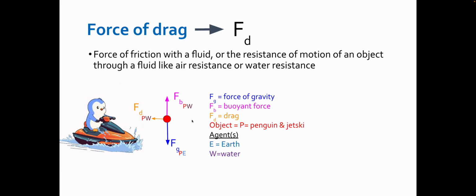So let me see, did I fix it? I wasn't sure if I fixed the key, sorry. So Fg is force of gravity, Fb is buoyant force, Fd is drag. The object P stands for the penguin and the jet ski. And who's pushing or pulling on the penguin and jet ski? The earth is pulling it down, and the water is pushing up and opposing the direction of motion, so in this case, to the left. So this is a not balanced forces situation.